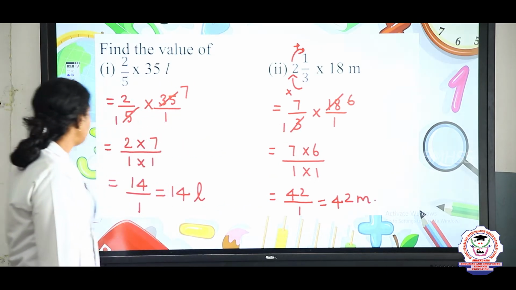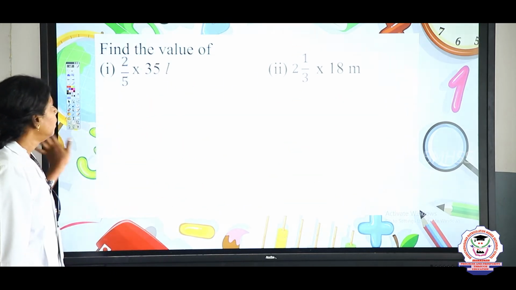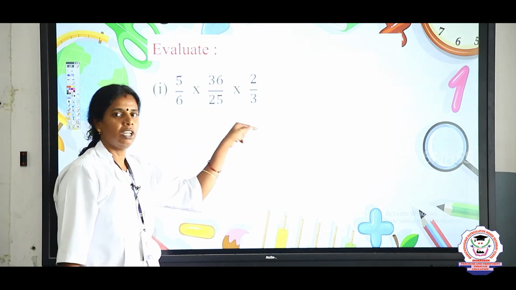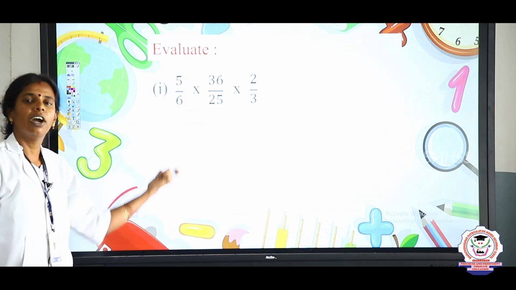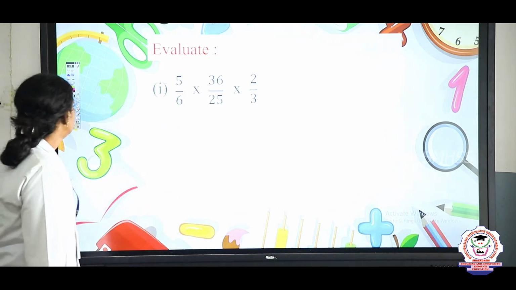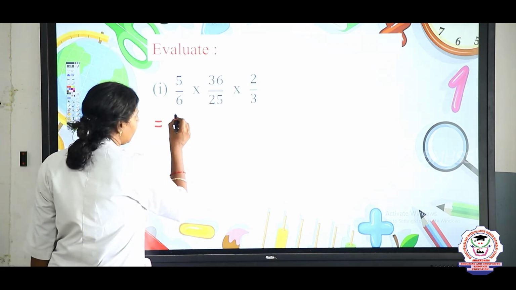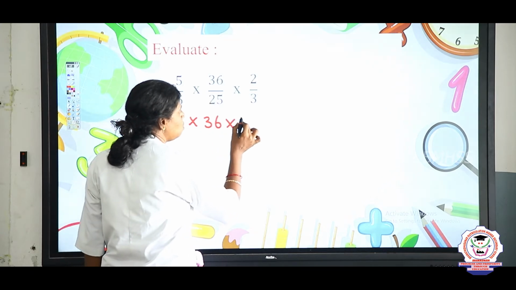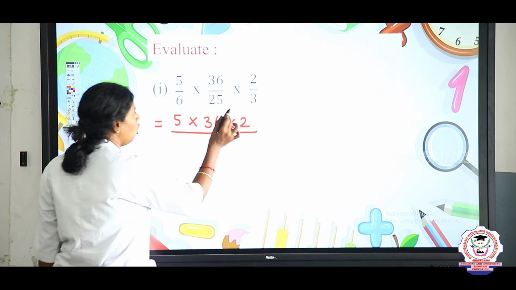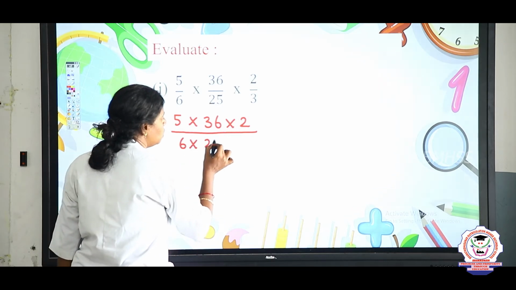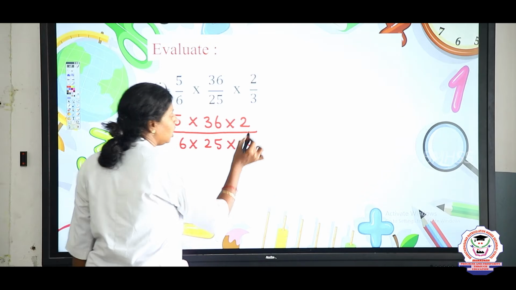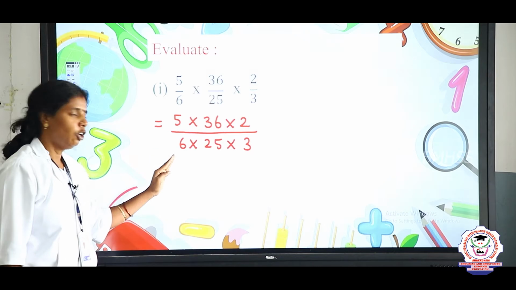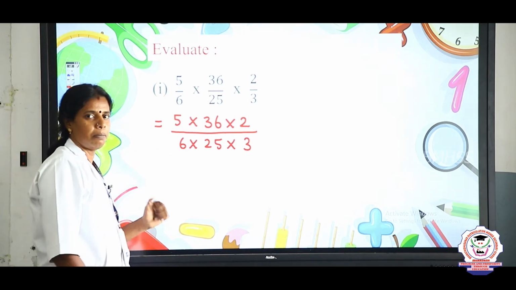Okay. The next problem: 5 by 6 into 36 by 25 into 2 by 3. We are going to evaluate this and find the answer. So, the first step, we write the numerators, which are 5 into 36 into 2, by the denominators, 6 into 25 into 3. Now, 36 and 6, which are in the numerator and denominator, have a common factor in the 6 table, is it?